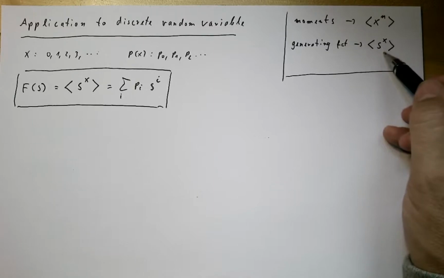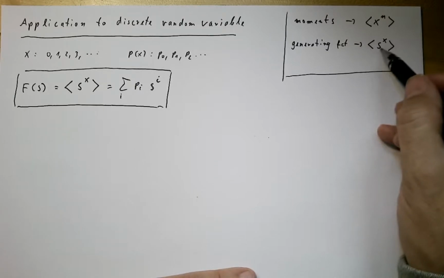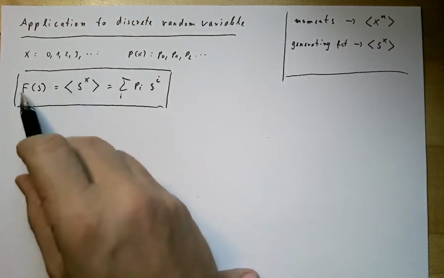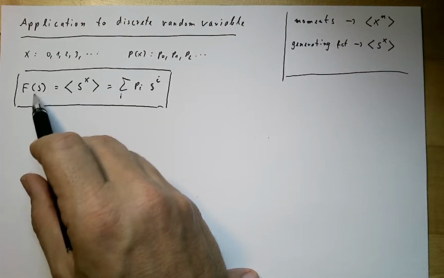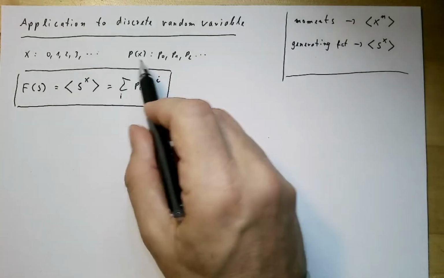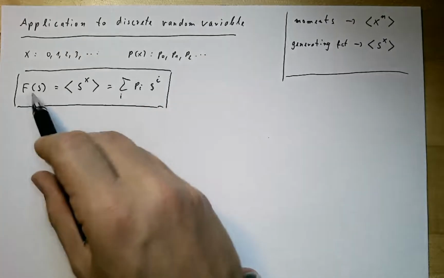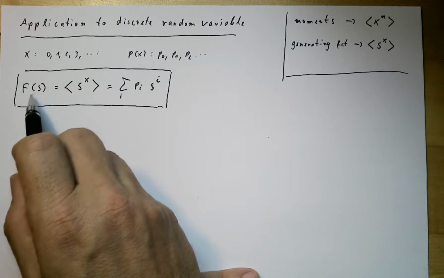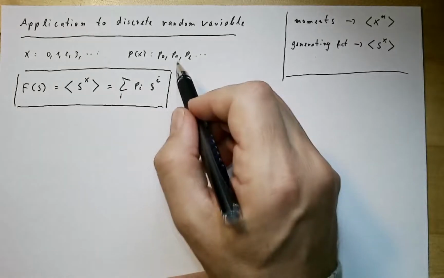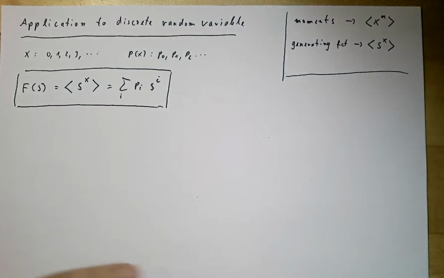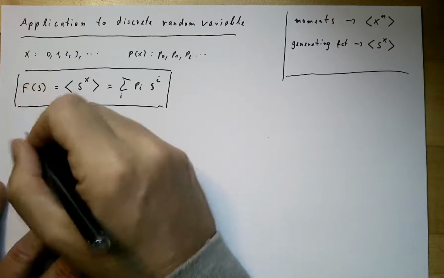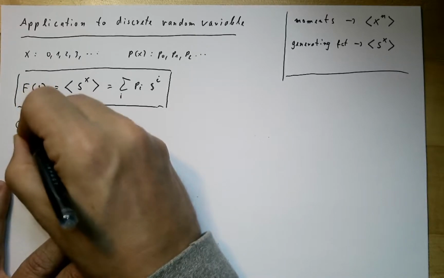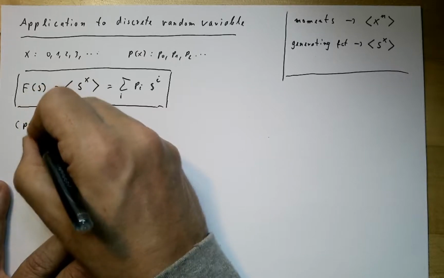And this also means that if we know this expectation value for all s, so if we have our function of s, then basically we have the full information of the discrete probability distribution encoded in here. So once we have this simple function, we can recalculate all probabilities of our distribution. So this f of s is sometimes called the probability generating function.